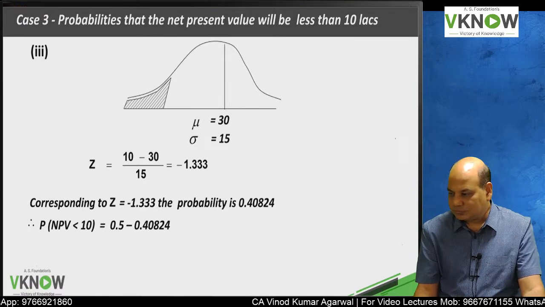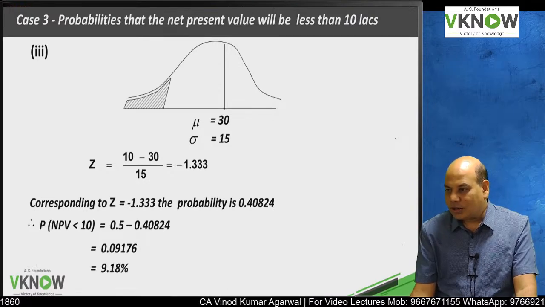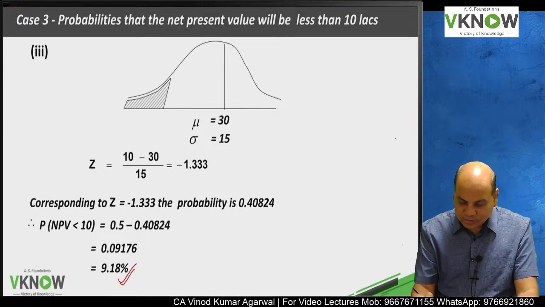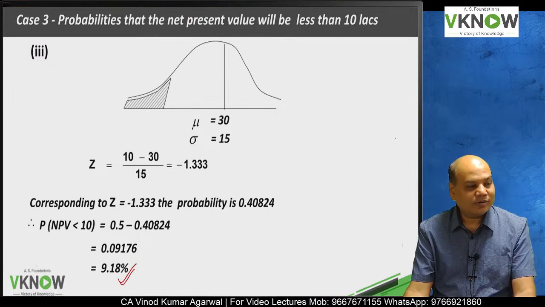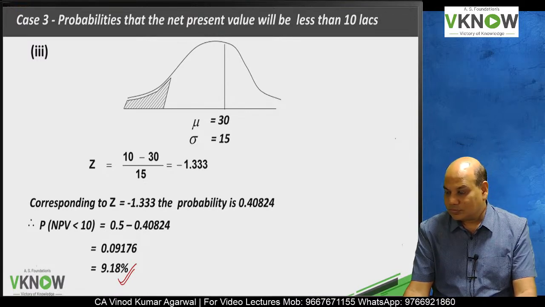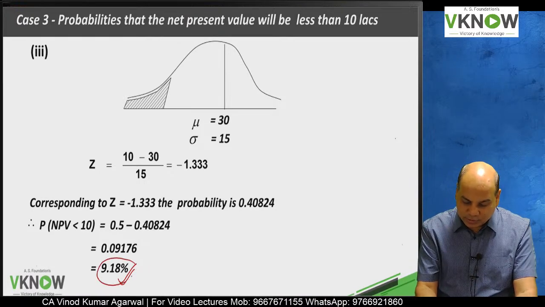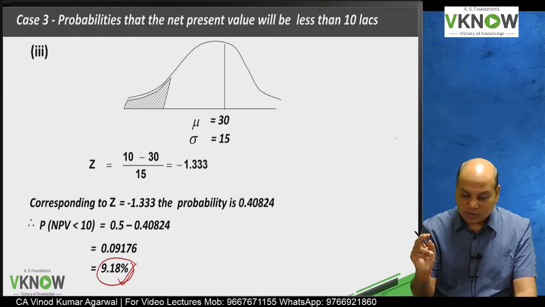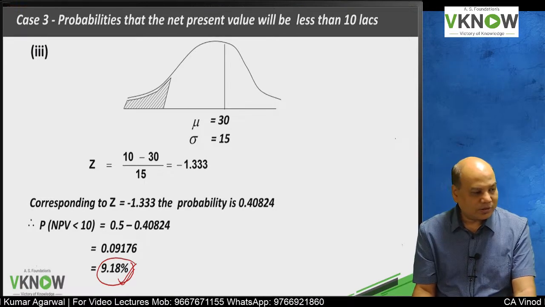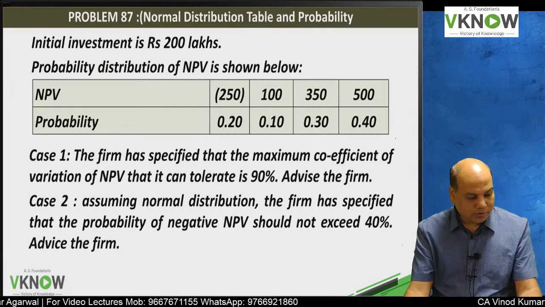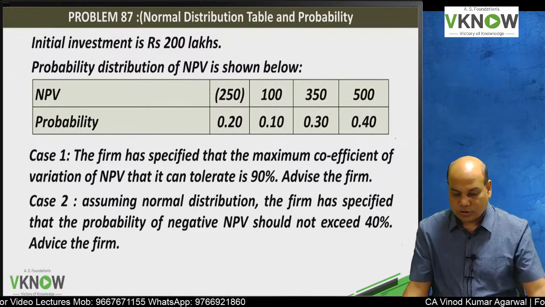What is the answer? 0.09176, 9.18%. If you do not reply, I will assume you are sleeping. Is the answer 9.18 right? Approximately 9.18% is the probability that NPV will be less than rupees 10 lakh. Is the answer right? So that is my question number 86 for you. Now we'll go to question number 87.